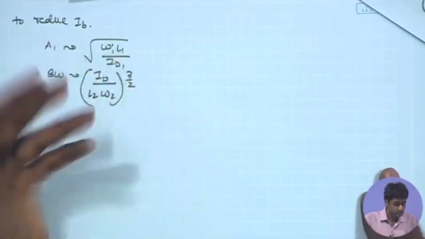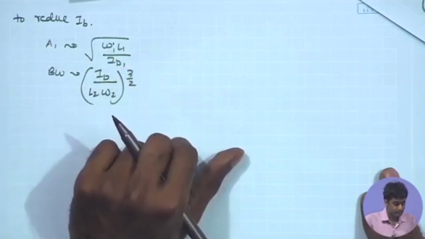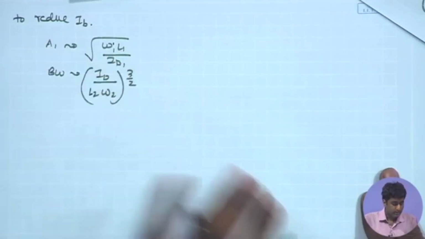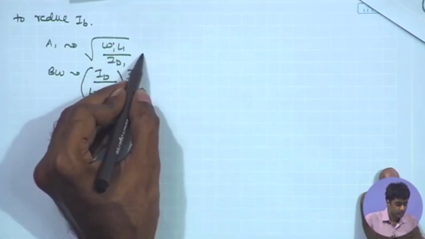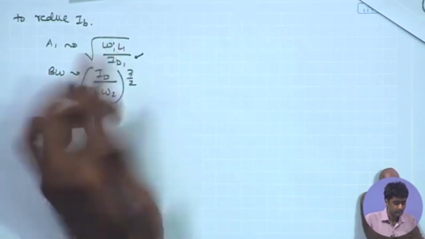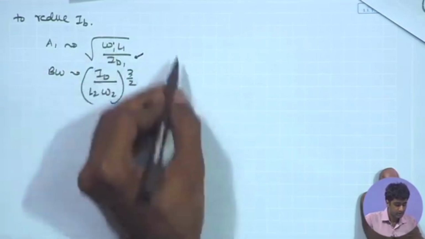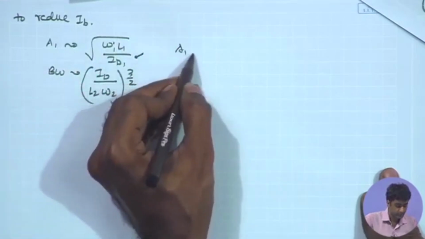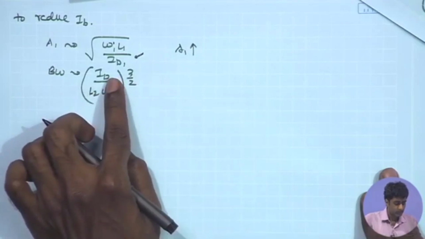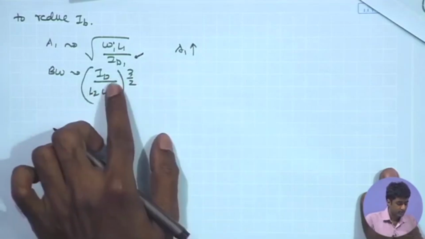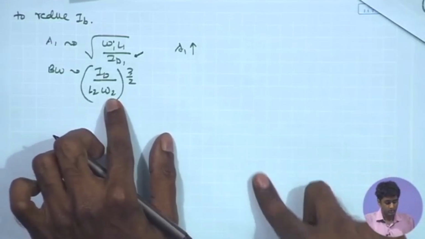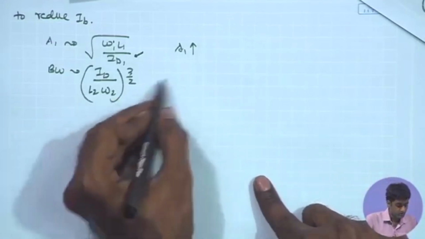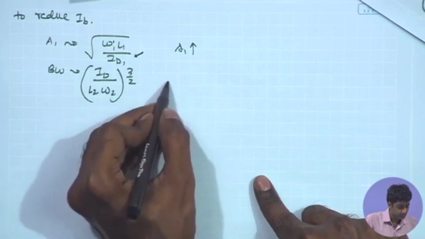Now our target is to save some bias current by pushing the ID down. So if I push the ID down here, once again we are getting an increase in A1, so A1 will go up. At the same time, in order to keep the bandwidth the same, I will have to either lower L2 or W2.